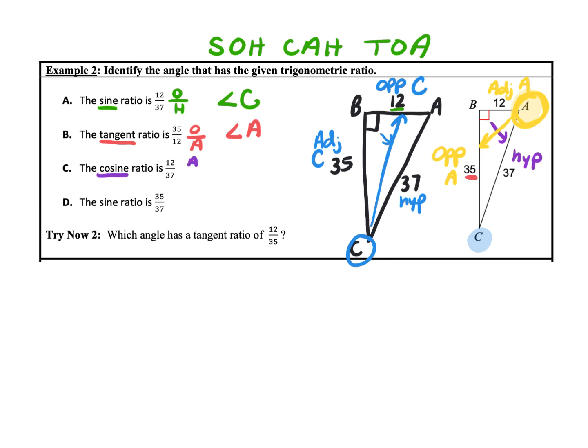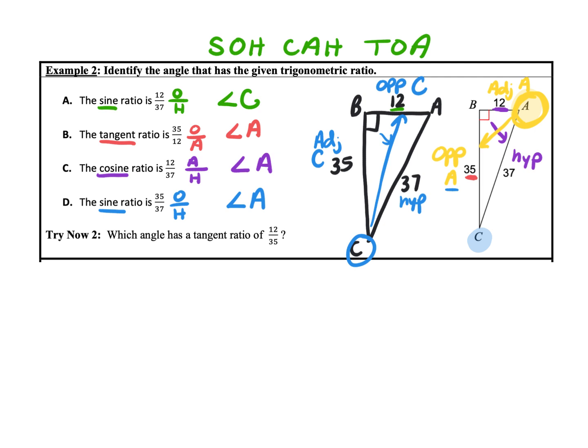Next, let's try the cosine. Cosine is the CA of SOHCAHTOA, so I have A over H. If you look at the triangles that are drawn there, adjacent side being 12 is going to be this one right here, adjacent 12, and hypotenuse 37, so that would be back to angle A. And the sine ratio is 35 over 37. Sine is O over H. So opposite 35 is going to be angle A again.